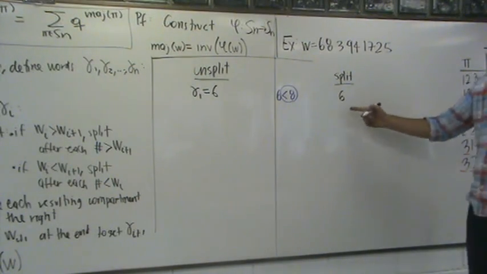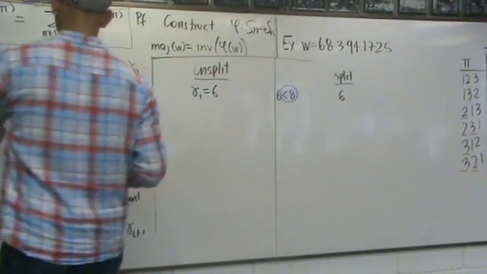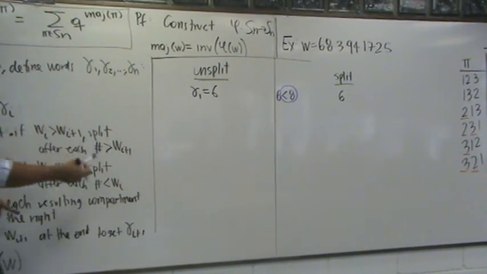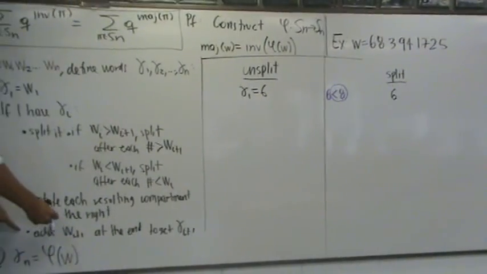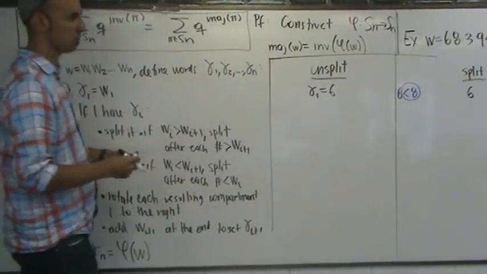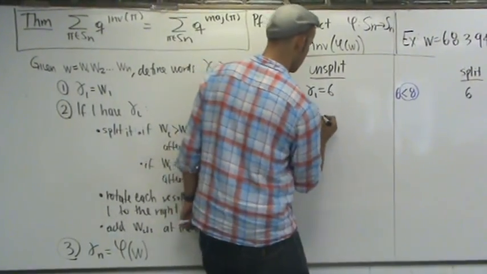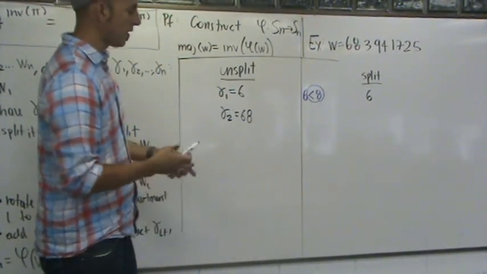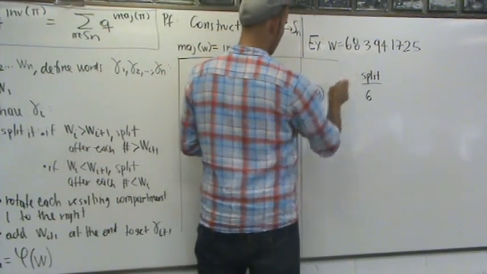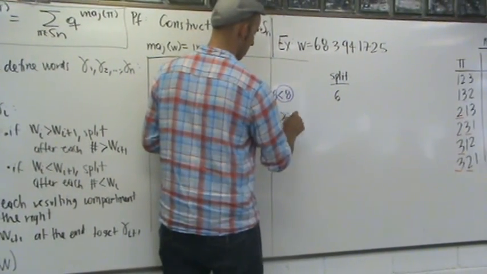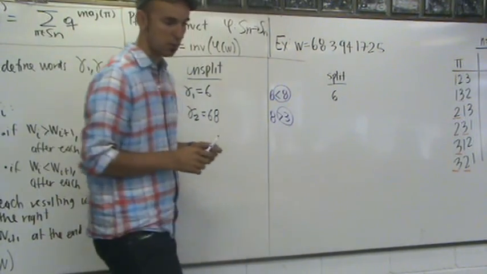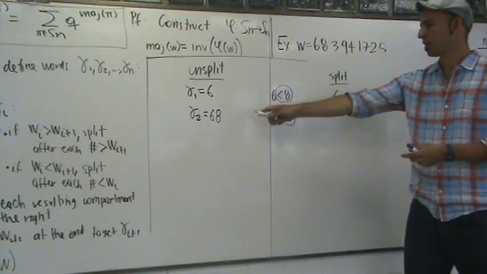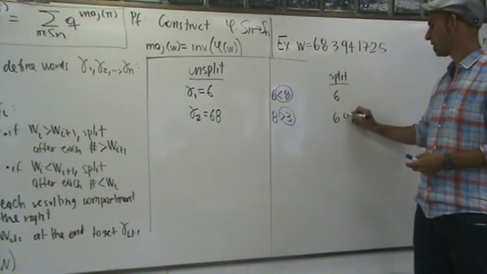So I have gamma, I split it, in this case there's nothing to split. I rotate, in this case there's nothing to rotate. And then I add wi plus 1. So I add the next number 8. And that's going to give me gamma. And then I'm going to say, now I compare 8 and 3. 8 is bigger than 3. So then I'm supposed to take this permutation and split it.